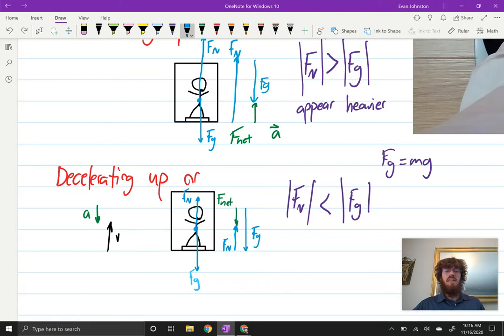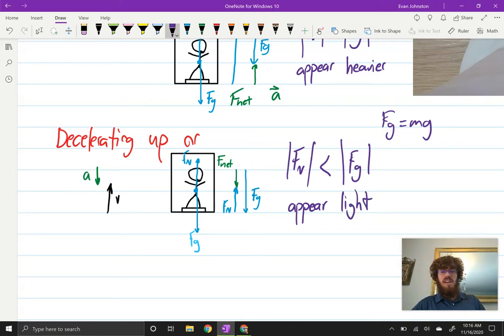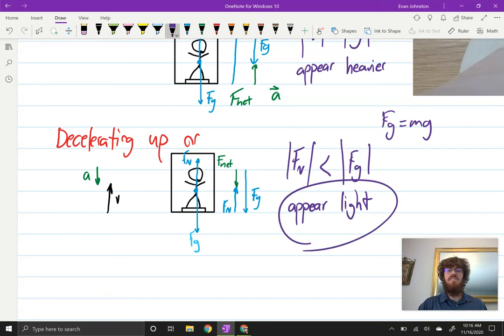And that's why you, in the end, appear lighter. Because the normal force is what the scale shows, and if the normal force is now less than the force of gravity, you appear lighter. You actually do feel lighter, and that's why if you jump as you're reaching the top and the elevator starts to slow down, you jump up really, really high, right? You almost smash the ceiling of the elevator because you appear and actually feel lighter, which is kind of neat, kind of bizarre.